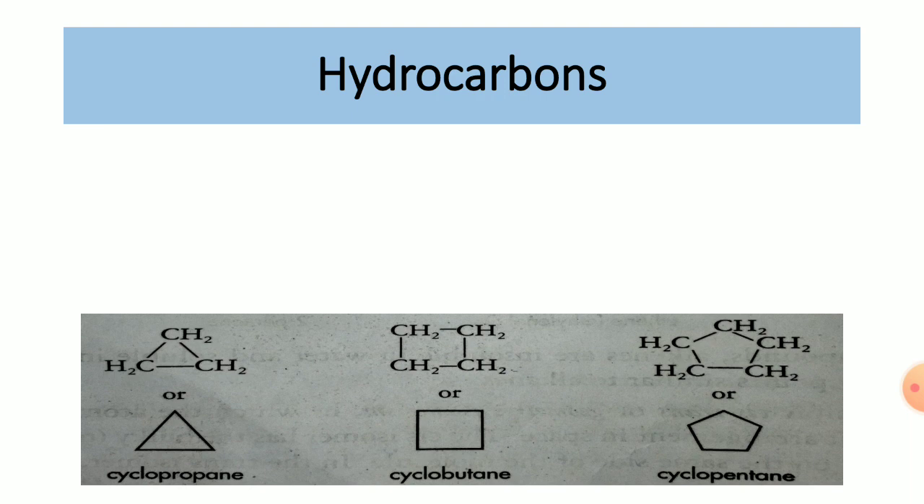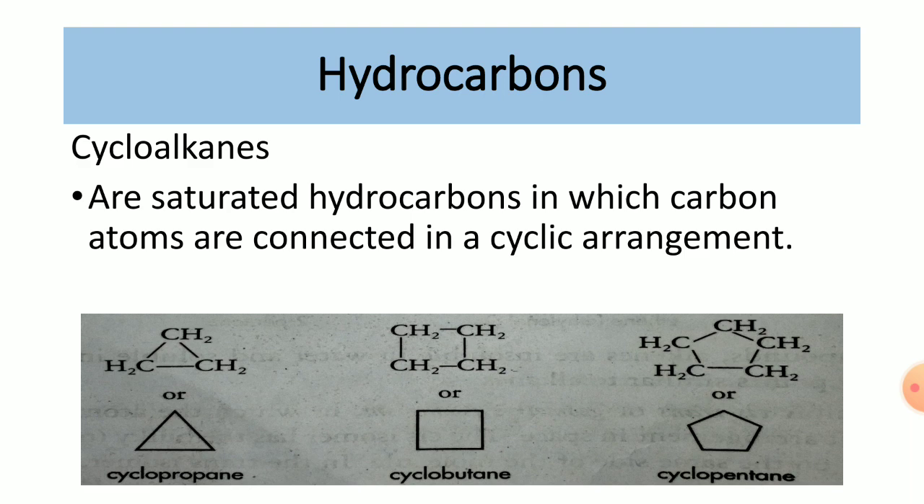And next is the cycloalkanes. Cycloalkanes are saturated hydrocarbons in which carbon atoms are connected in a cyclic arrangement. They are usually represented as polygons. As we can see from the image, we have the cyclopropane, which is represented by a triangle, cyclobutane, which is represented as a quadrilateral, and a cyclopentane, which is represented as a pentagon.